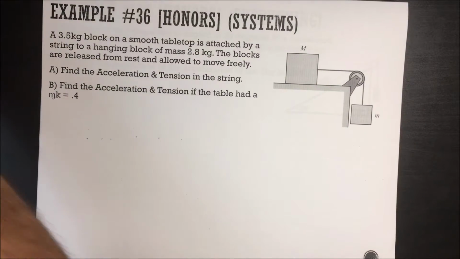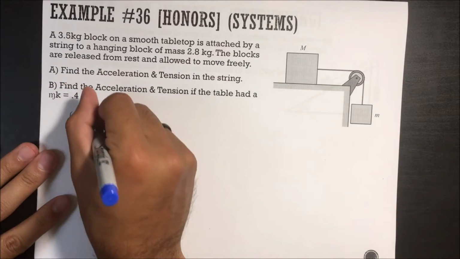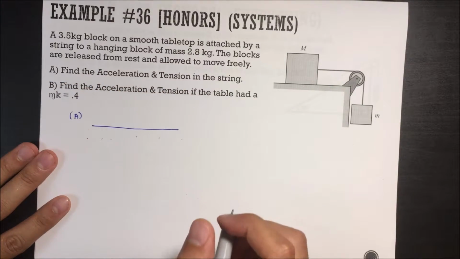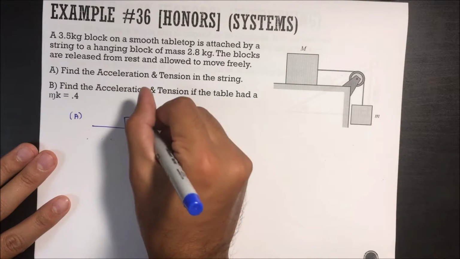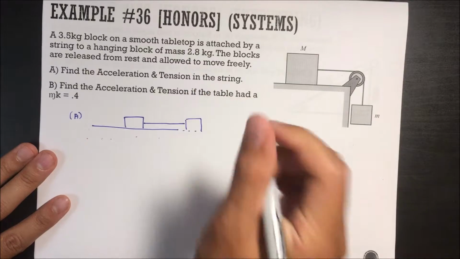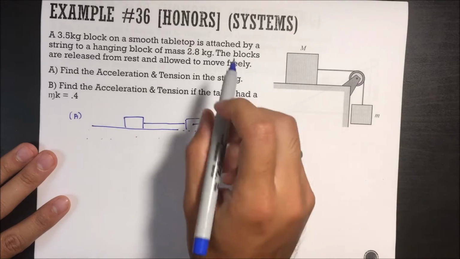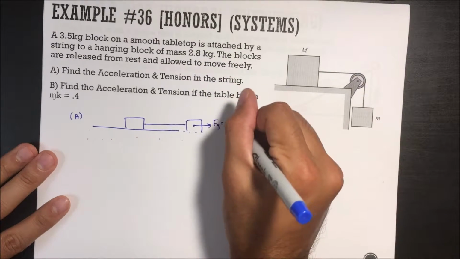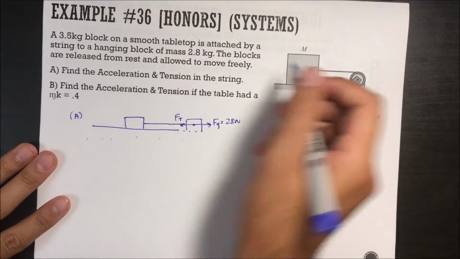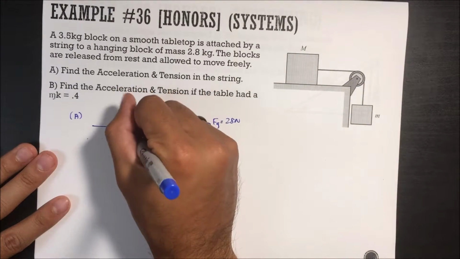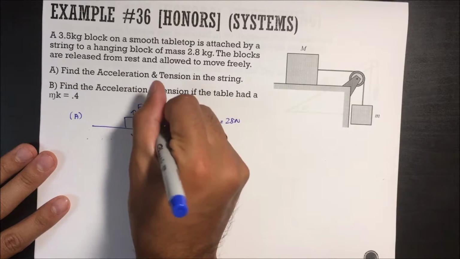Okay, again, when we're doing this, we want to draw it in one dimension. So I'm just going to draw one dimension like this, and I'll draw it dotted like that. So what I have is like this, and then like this. The force of gravity of this hanging block, 2.8, is going to be 28 newtons. Then this is going to be a force of tension. This one has a force of gravity going down like this, and a force normal, but the only thing affecting it is this force of tension.